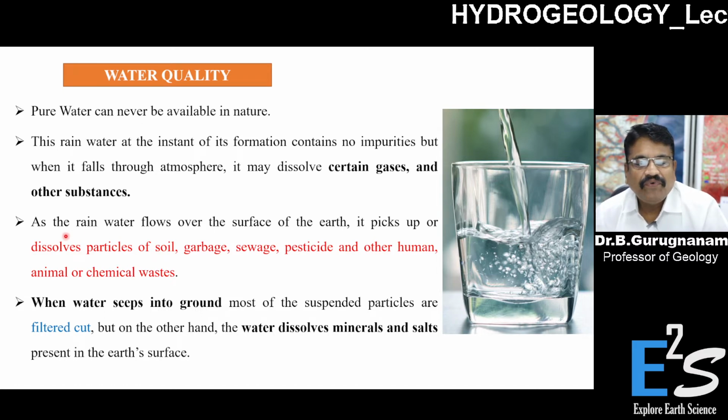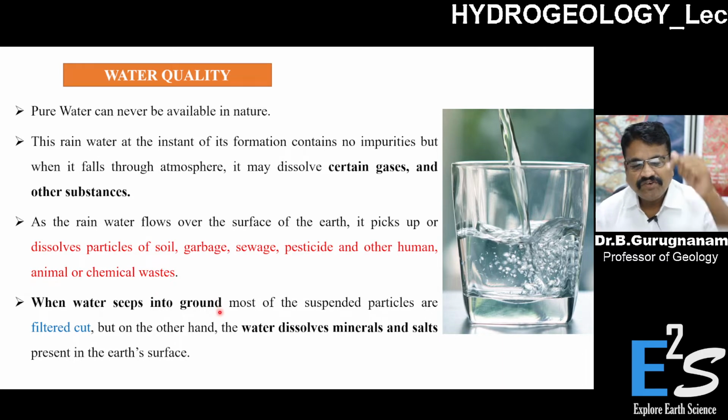And then when it falls on the surface of the earth, it starts flowing on the surface. What happens is that it interacts with the soil, garbage, sewage, pesticides, and other human and chemical waste. So once it falls, it starts interacting with many parameters on the surface of the earth, and in turn the quality of water changes.